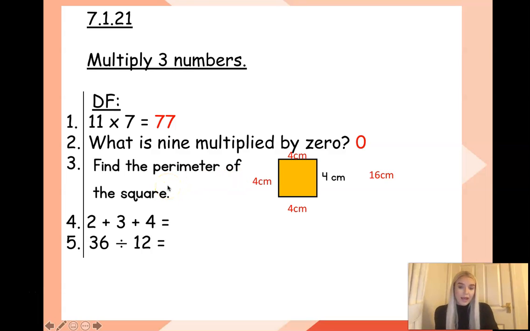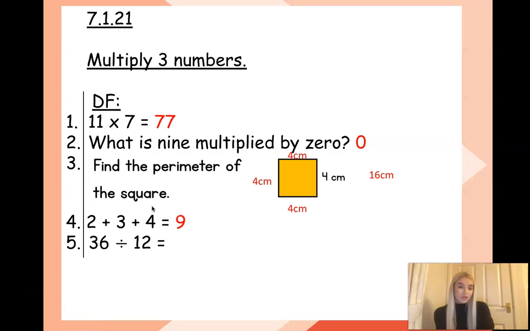2 add 3 add 4. We can take this in sections and do 2 add 3 first. Can you tell me 2 add 3 please? 5, absolutely. Add the 4 on is 9. Great work. Finally then, number 5, 36 divided by 12.